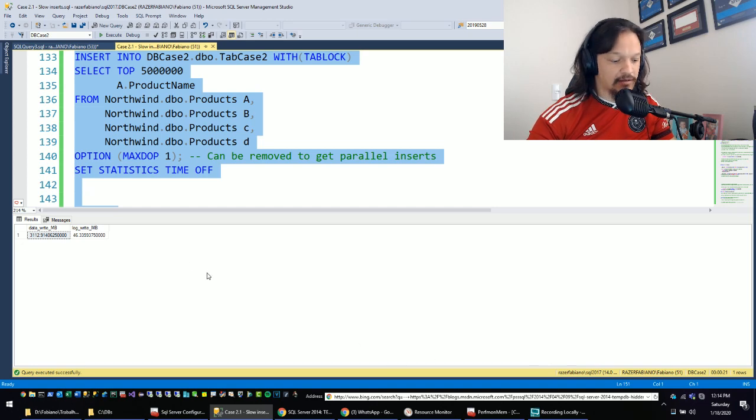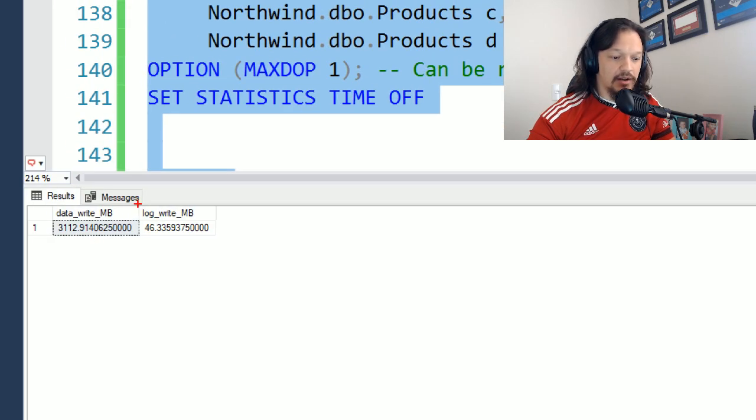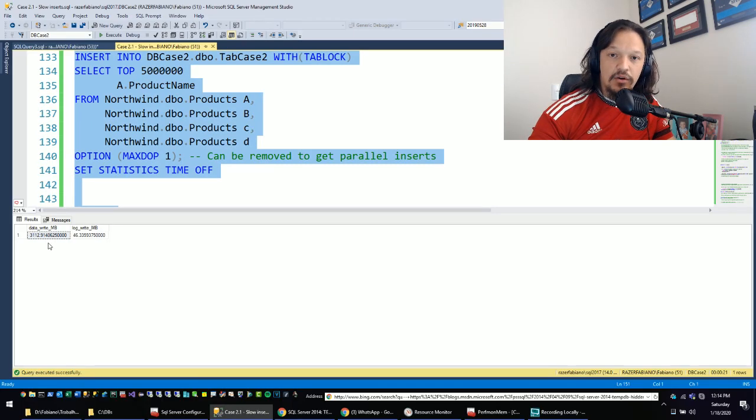Why? That's because of the log data that I'm not writing anymore, so not so much log. That's the minimally logged operation. But that's a known thing that many people know.